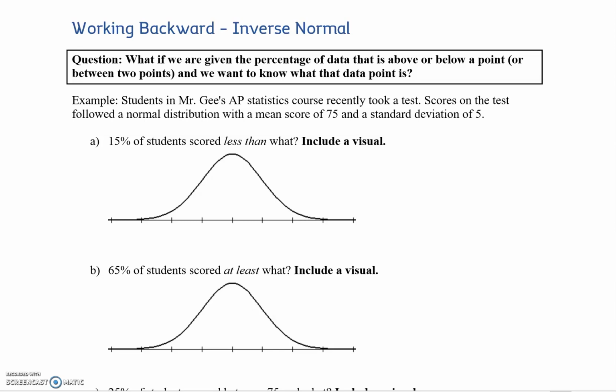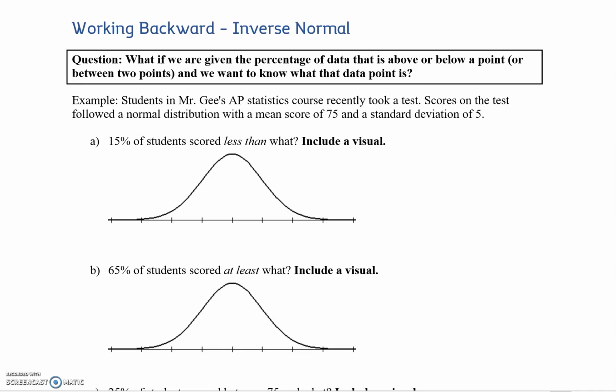Let's check out the cases where we're looking backwards. So what if we're given the percentage of data that's either above or below a certain point, or even between 2 points, depending on how much info we're given. And we want to know what that data point or what those 2 data points are.